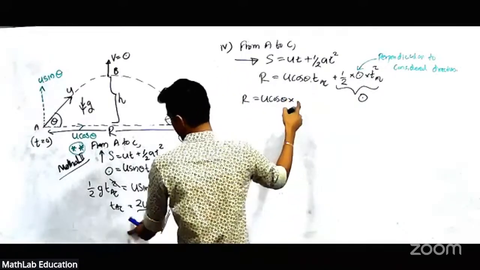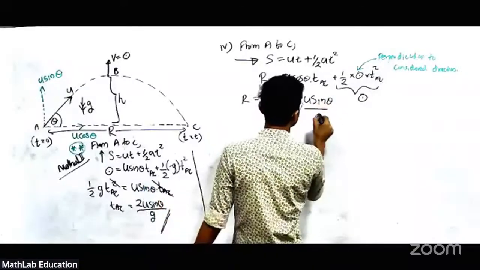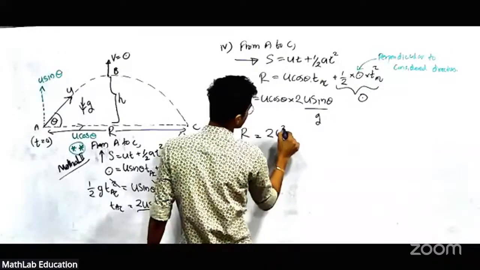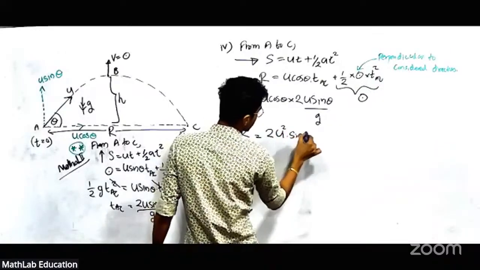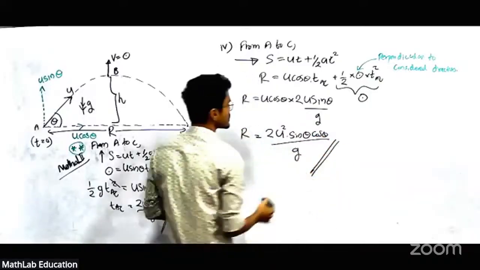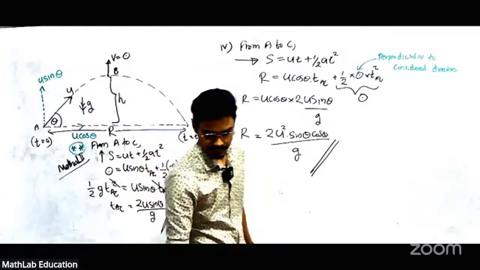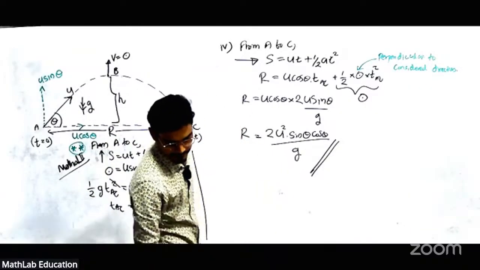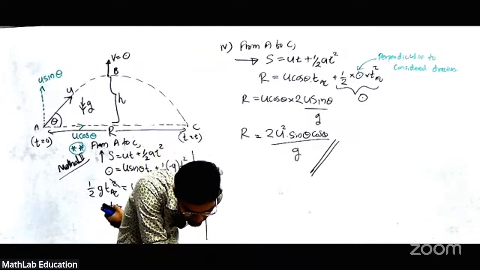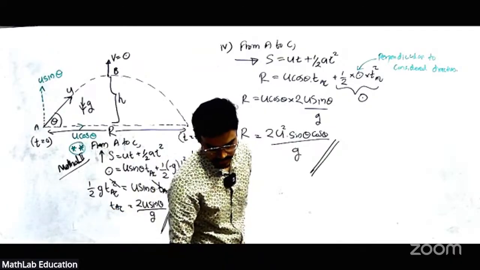T_AC is 2u sin theta over g. So R is 2u times u, that is 2u squared sin theta cos theta over g. This is the horizontal range of the particle: 2u squared sin theta cos theta over g. Yeah, good. Now it's correct.